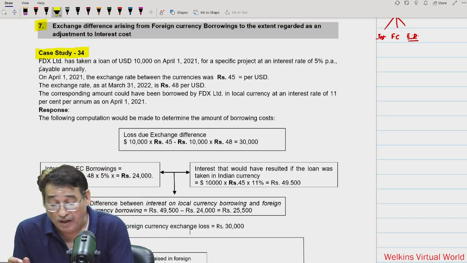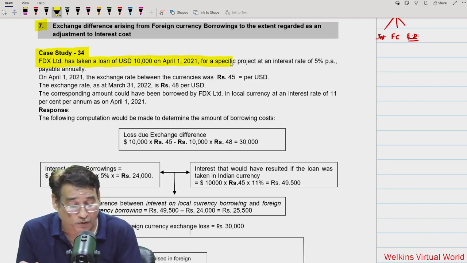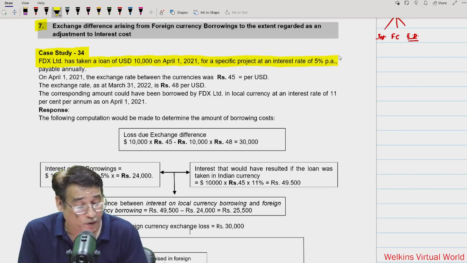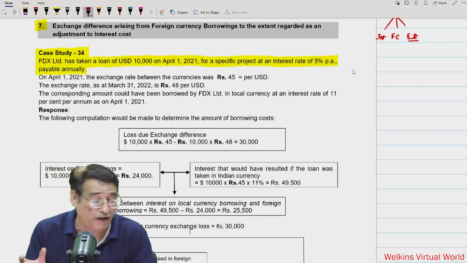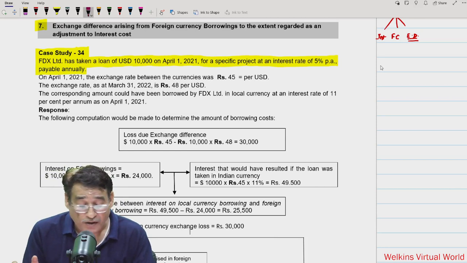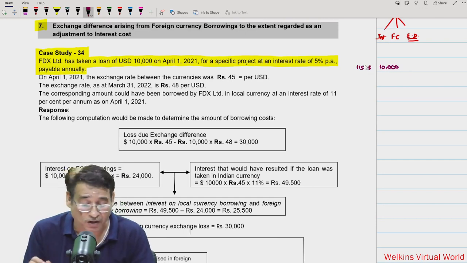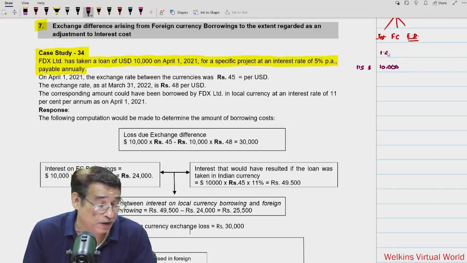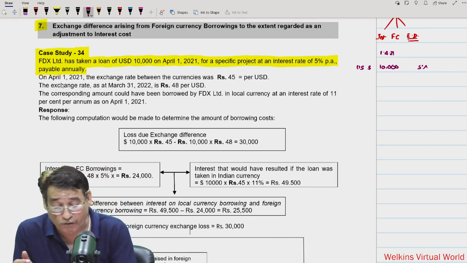Just pay attention. FDX Limited has taken a loan of USD, in US dollars, on 1st of April 2021 for a specific project at an interest rate of 5%. First of all, you need to understand that you have taken a loan of 10,000, and this loan has been taken in US dollars, correct? So US dollars, that means it's a foreign currency borrowing. You took the loan on 1-4-2021, and interest rate on it is 5% per annum, which you are going to pay annually.